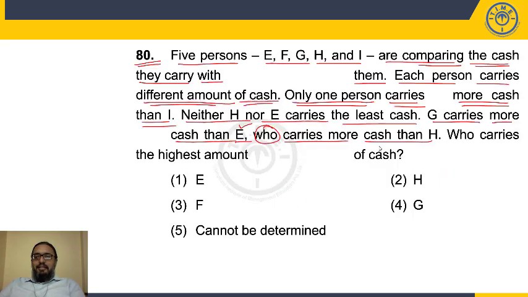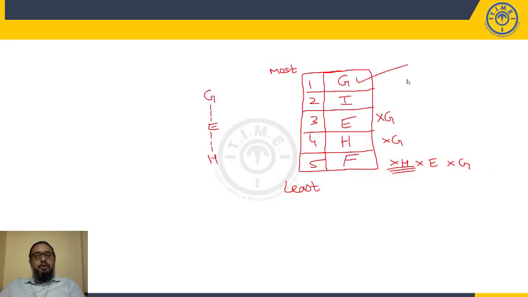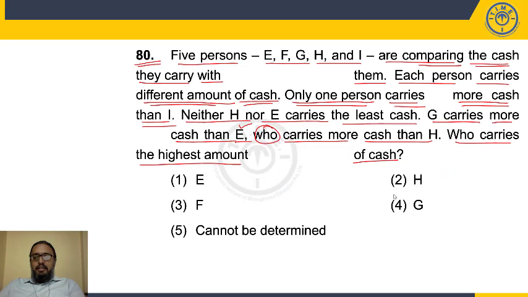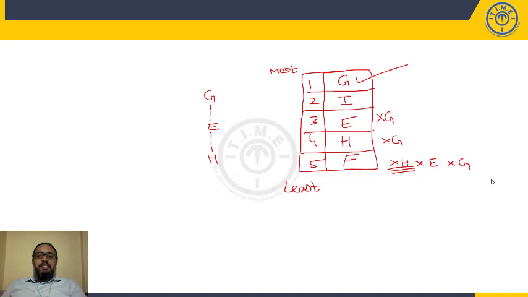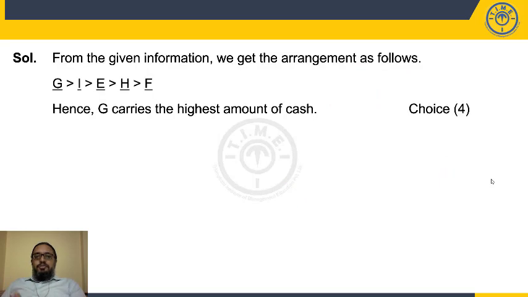Right. Now what is the question? Who carries the highest amount of cash? So we know who is that highest amount. It is G. And it is the 4th option. Choice 4. Understood that? Okay. Good. Choice 4. And this is the arrangement. Got it? Okay. Next.